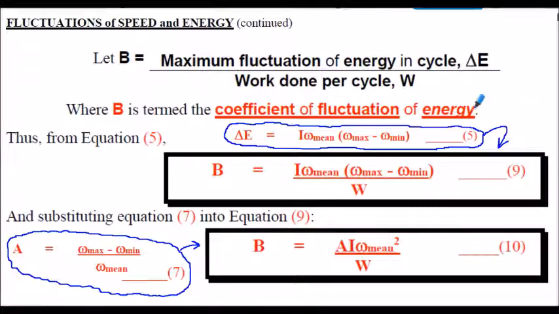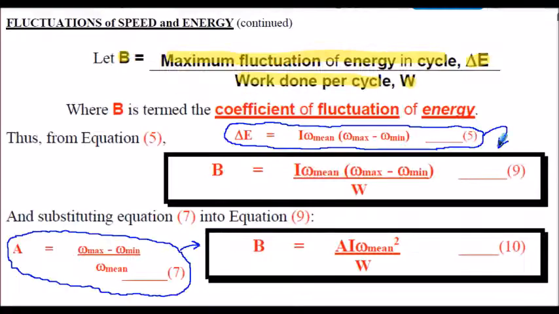Just continue with the derivations here. They've got a coefficient B, which sometimes crops up, not too often, I don't think. This is the maximum fluctuation of energy in the cycle, that's the delta E symbol, divided by the work done per cycle, which is W here. So again, they're manipulating the equation.